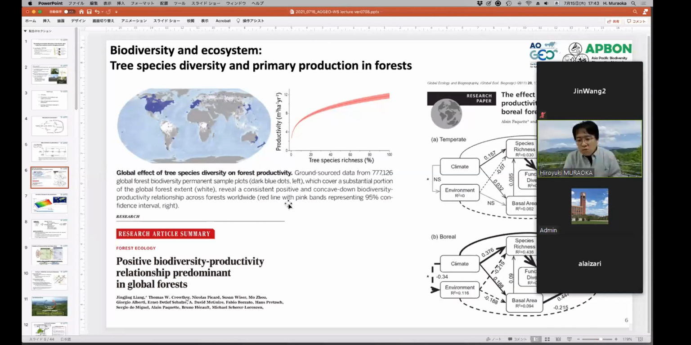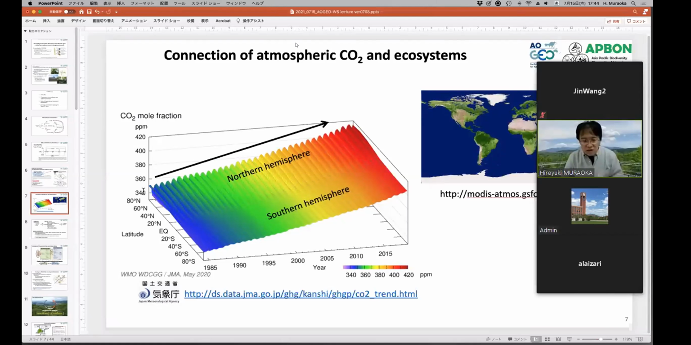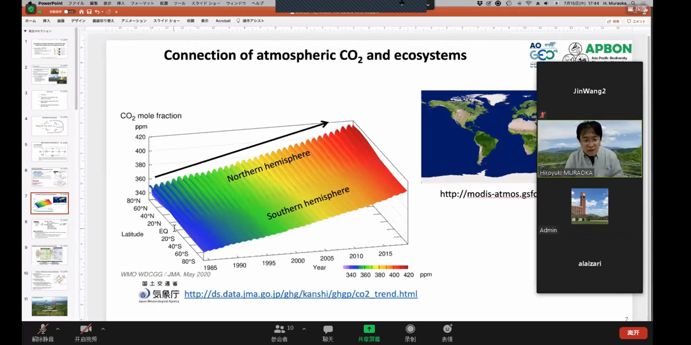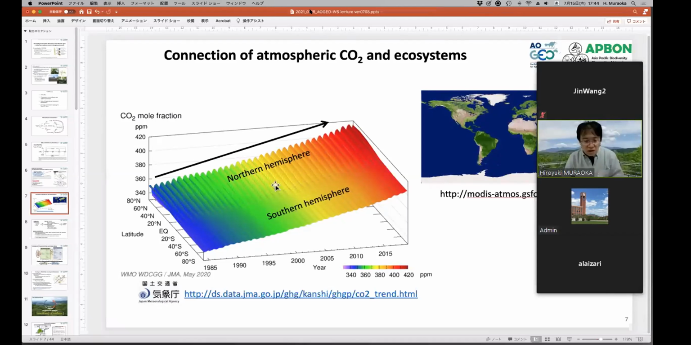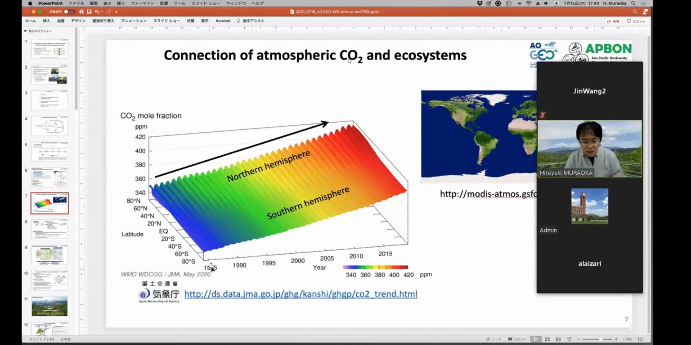So now we'd like to see how the ecosystems influence the atmospheric condition, like carbon dioxide concentration. On this left-hand side graph, this colorful graph, you can see the long-term changes of the CO2 concentration in the atmosphere in the world. The vertical axis is the CO2 concentration, and this left-hand side axis is the latitude. The center is the equator, and here you have the southern hemisphere, and here you have the northern hemisphere. And this right-hand axis is the year from 1985 to 2020.